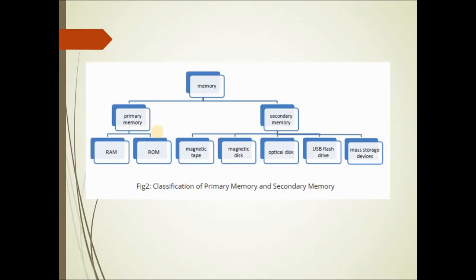ROM can be divided into types: PROM, programmable read-only memory; EPROM, erasable programmable read-only memory; and EEPROM, electrically erasable programmable read-only memory. RAM is volatile in nature. That means even after the electrical power is switched off, the content of RAM will be lost. You cannot get it again. ROM is permanent, that is, non-volatile. Even after the electrical power is switched off, the contents will remain the same.